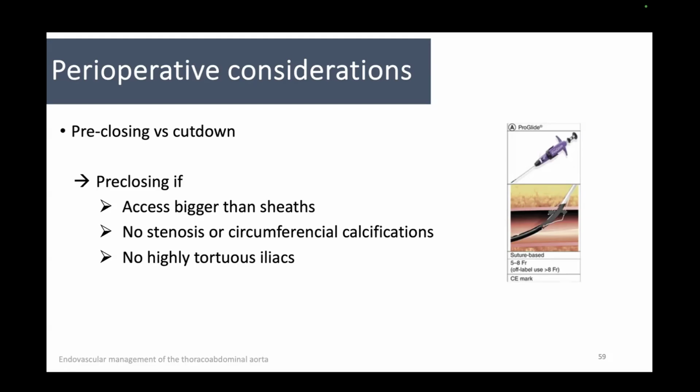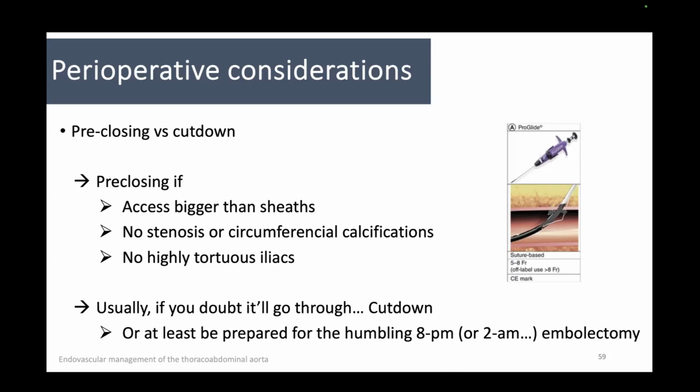The iliacs have to be not too tortuous if you want to use it and make sure it's functional, but still you can. There's many cases where we thought, oh, it's probably not going to work, and it ended up working. What I advise against is if you really doubt that it's going to go through, specifically, I mean, the sheaths are too big for the arteries or the tortuosity is extreme, and you think, oh, my gut feeling says I should maybe not do that, then cut down.